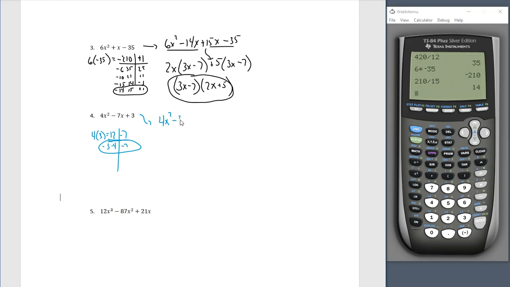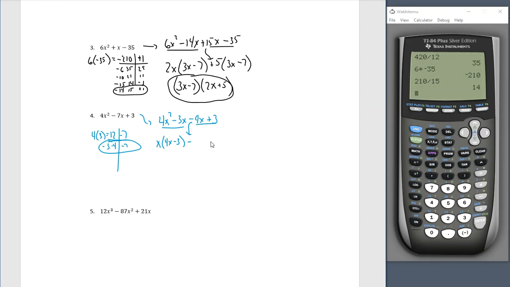4x squared minus 3x minus 4x plus 3. All right, don't forget the plus 3. These first two, they just have an x in common. I'm left with 4x minus 3. Bring down the sign in the middle, that's a negative.